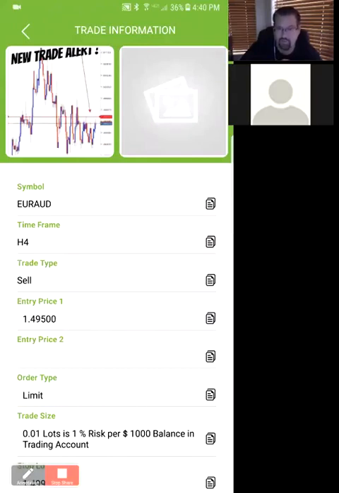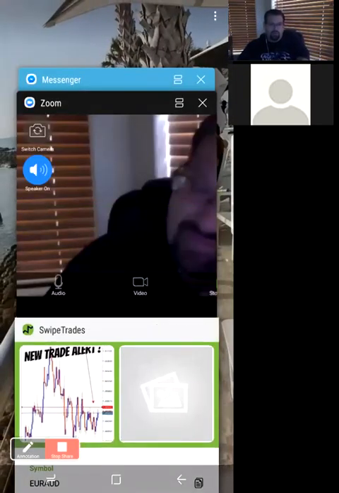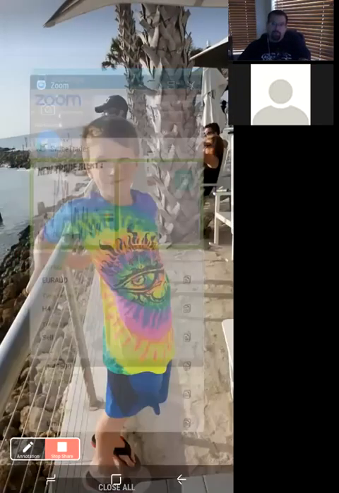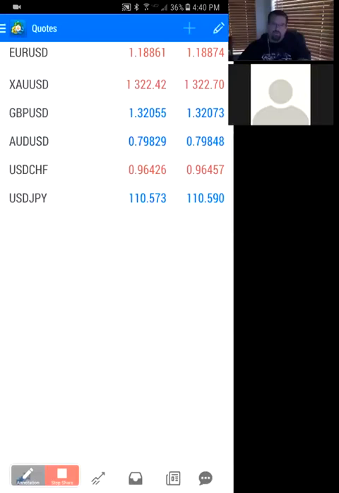It says field copy. Yes. So now you want to go to your MetaTrader 4 app. You're going to leave that, there you go, beautiful. And then just go to MetaTrader 4.